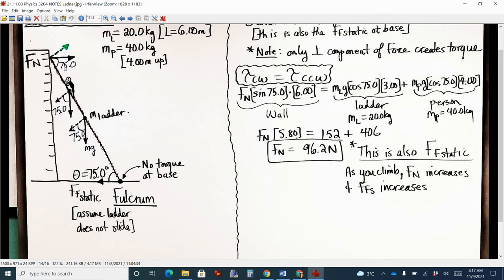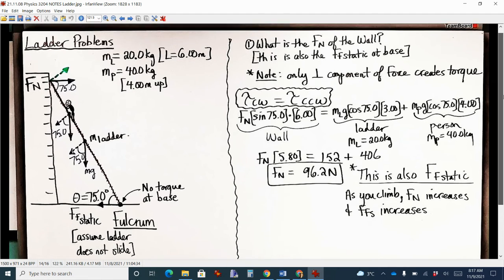We also know this angle is 75 degrees, which means that the portion of the normal force that is acting at right angles to the radius is Fn sine 75, because it's not touching the angle. So sine 75 here. Because this scenario is in static equilibrium, there is no rotation taking place, we know that the clockwise torque and the counterclockwise torque have to be equal to each other. The wall is generating the clockwise torque.